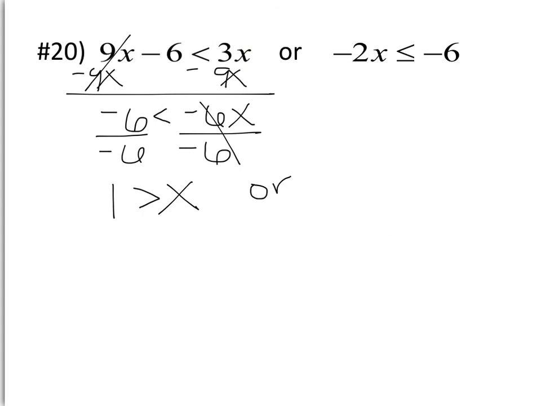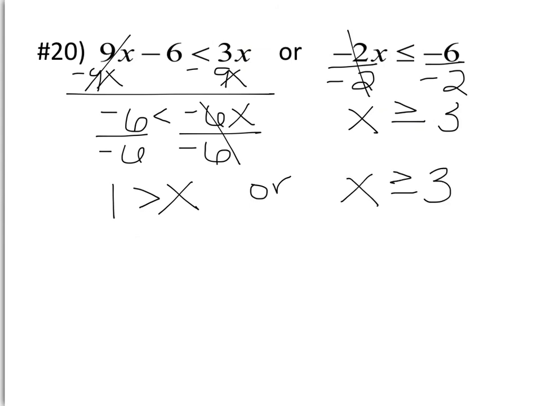Or, over here I have negative 2x is less than or equal to negative 6. Divide both sides by negative 2. When you divide by a negative, you flip the sign. So it was less than or equal to, now it's greater than or equal to. Negative 6 divided by negative 2 is positive 3. So I have x is greater than or equal to 3. Now I'm going to flip this to put my variable first. The butt is towards the x, so keep the butt towards the x. So it's x is less than 1.